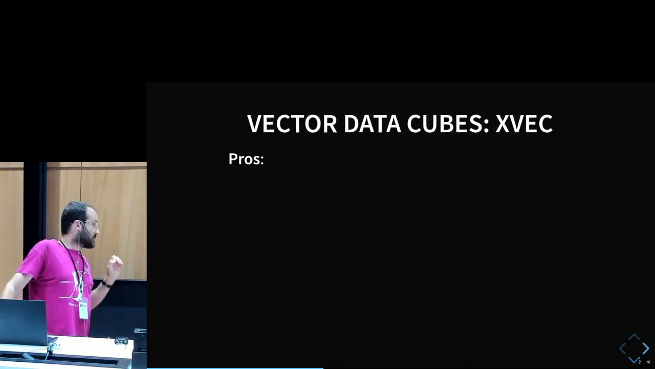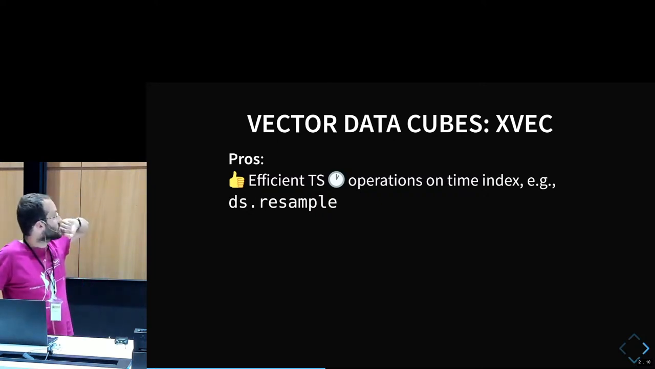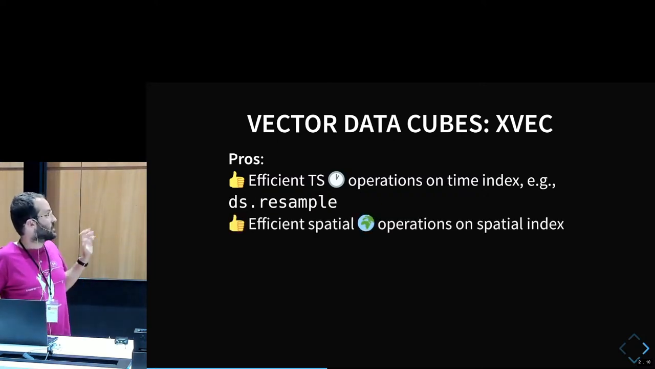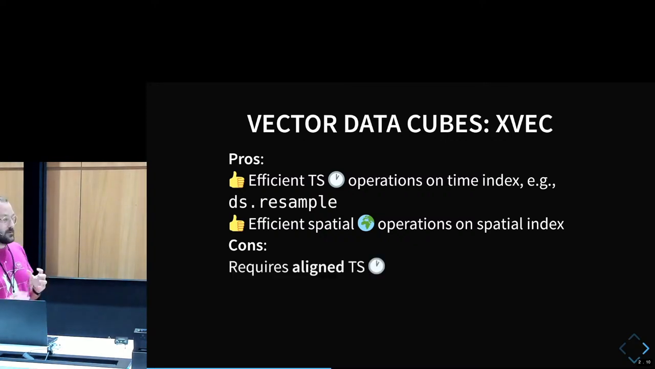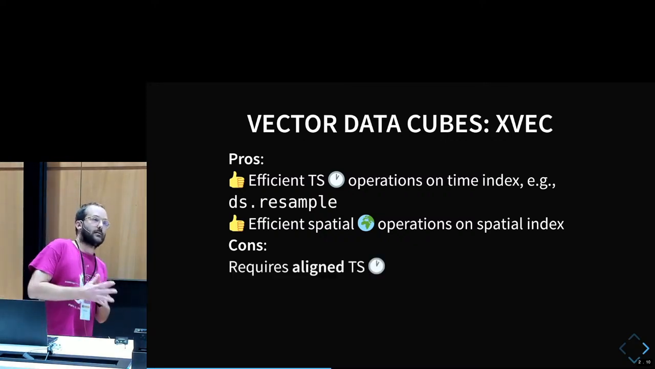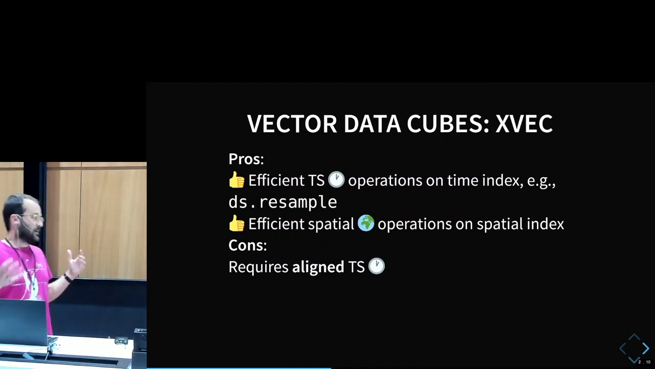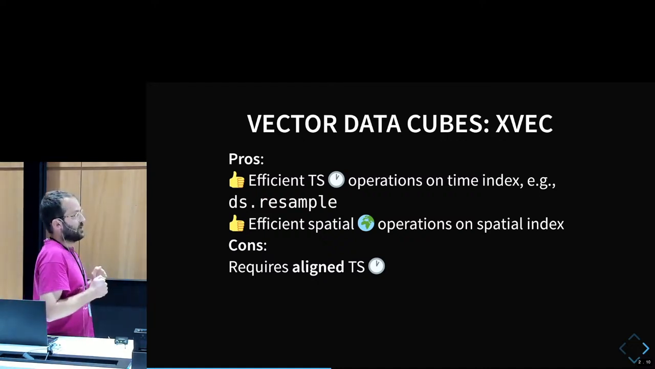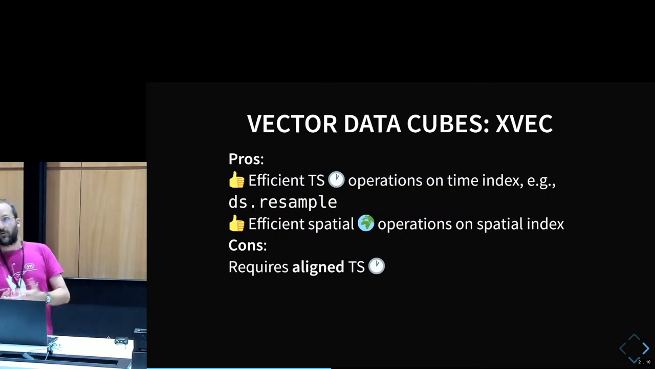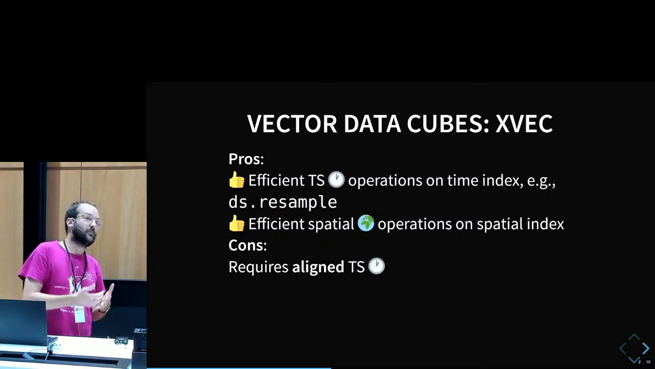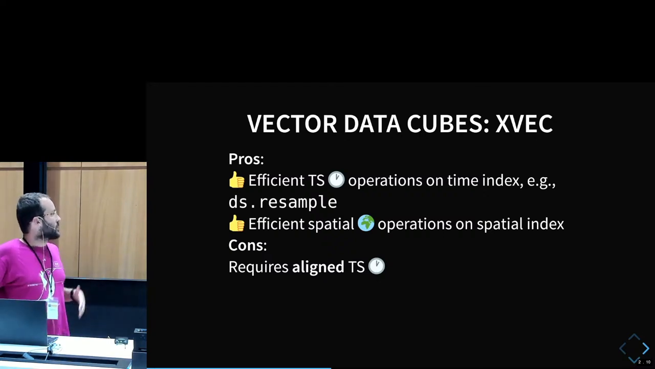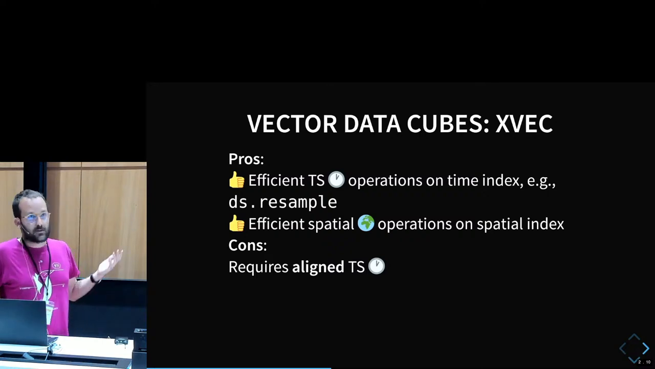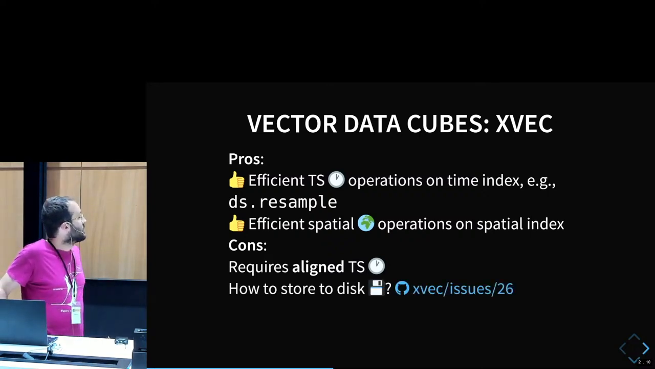But it has just one shortcoming. So these are the pros that I said: I have the efficient operations on both the time index and spatial index that are supported natively. But the shortcoming is that we still require aligned time series. So again, we have that same time index. So if each station operates at different resolutions, we would probably still have a lot of NaN values, many periods with empty data for a station that was not active, and so on.